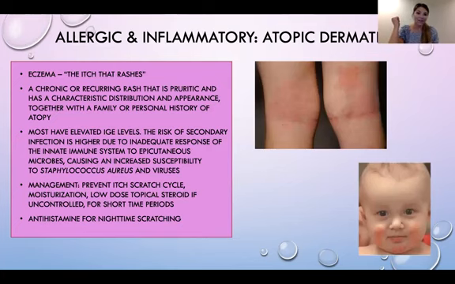Next is atopic dermatitis, which is eczema. You will see a lot of this if you are going to work in a pediatric practice. So, look at that little boy at the bottom.